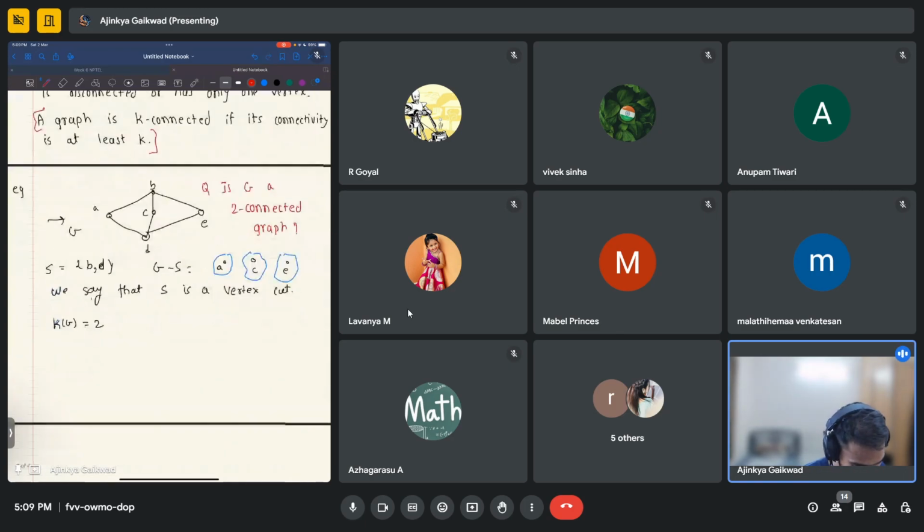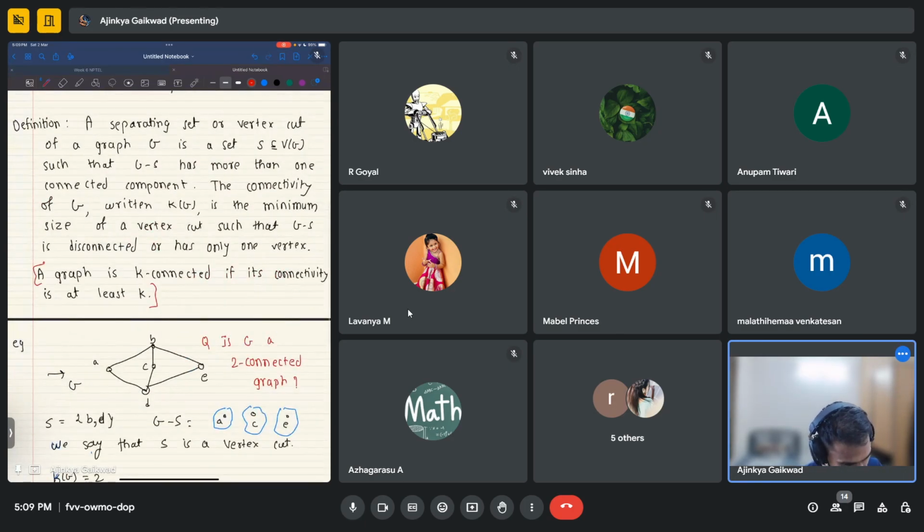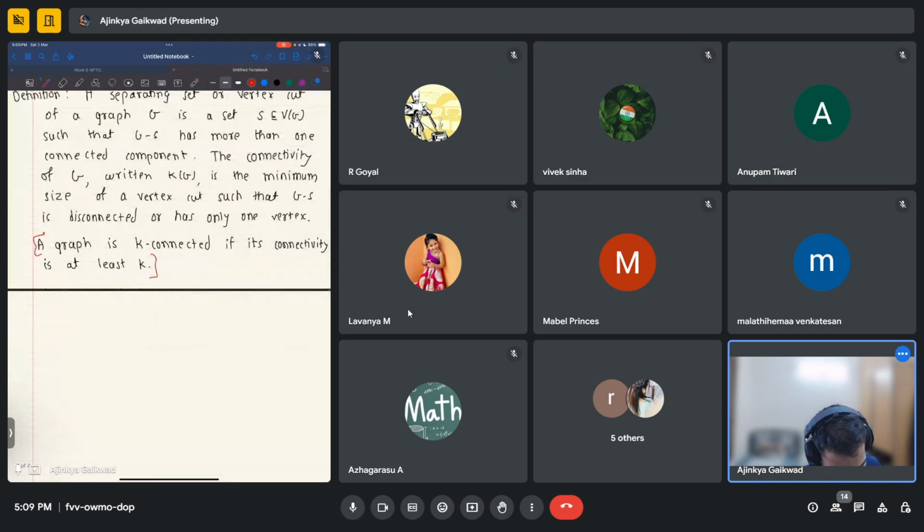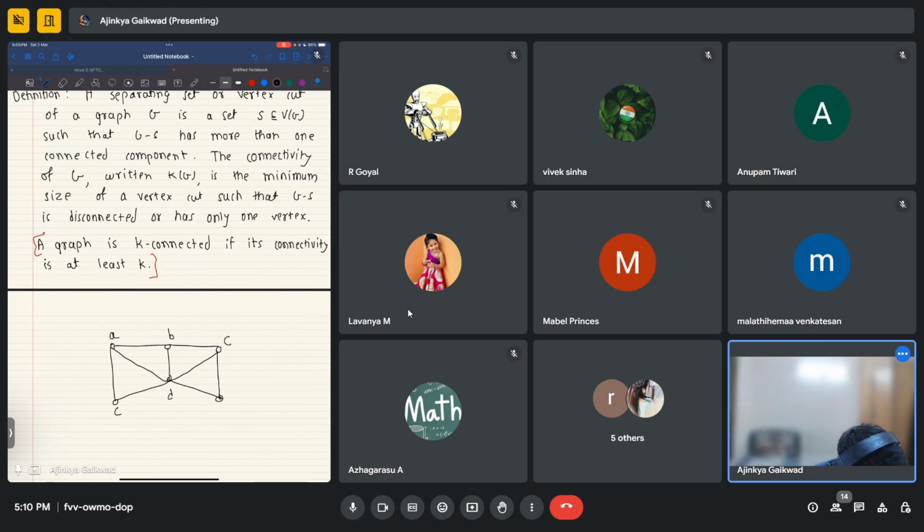Let me give you one more example and then we'll make sure that it is clear. Let me draw a graph. Okay, can anyone suggest any vertex cut of this graph?